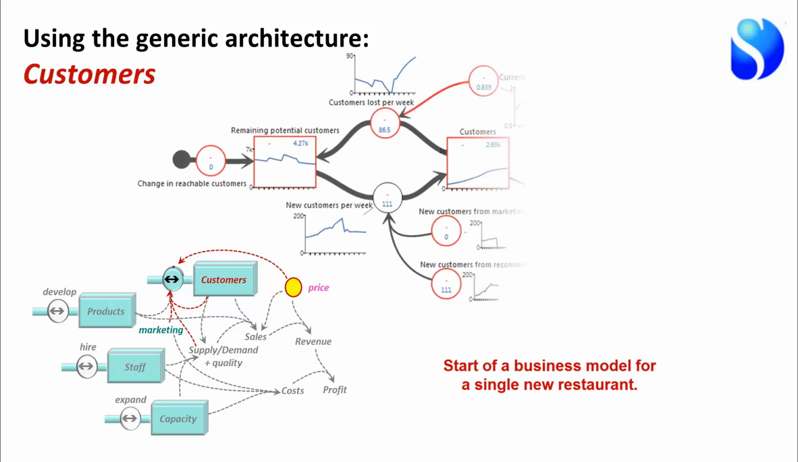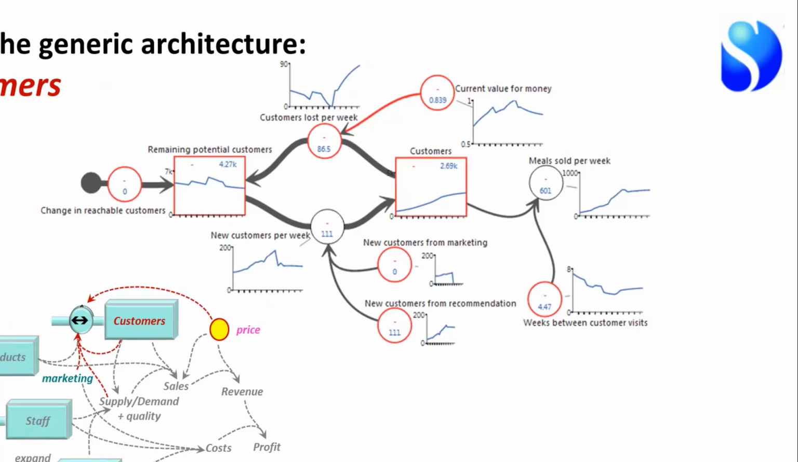This part of the diagram shows customers being won on the right-hand side from a pool of potential customers over on the left. And on the far right, we've got the same chart we saw about meals sold per week, and that number increasing and then flattening for the last few weeks of the period. And that's come from successfully growing the customers and then the customers remaining stable. But the meals sold per week depends on how often those customers actually come. So the chart at the bottom right shows the number of weeks between each customer's visit.